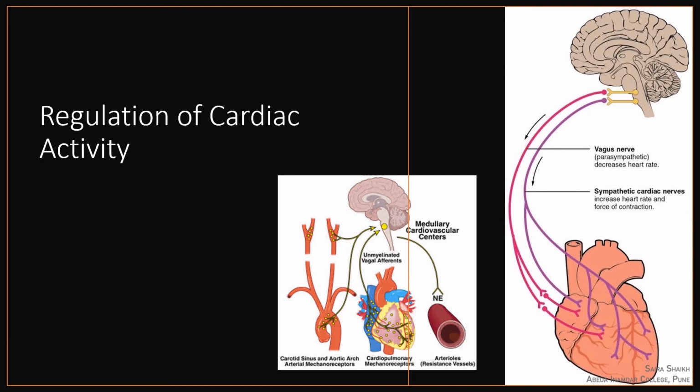Human heart is myogenic. It is under the control of muscles, but along with that, the neural and the chemical control is also controlling the activity of the heart.